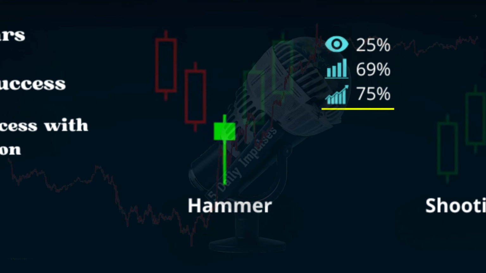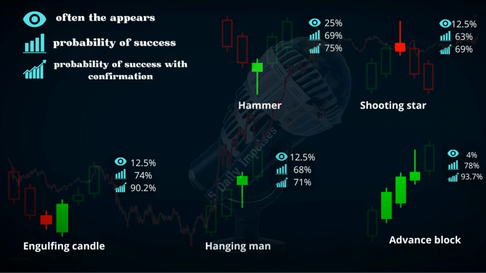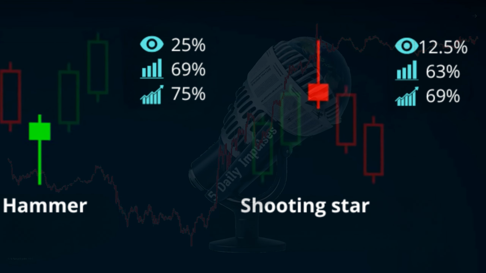If you remember, we draw a box around the figure, and the small breakout within that box would be our confirmation. As we can see, the probabilities increase. We also have the shooting star, which appears 12.5% of the time with a 63% success rate. And if we confirm the pattern, the probability rises to 69% in our favor.